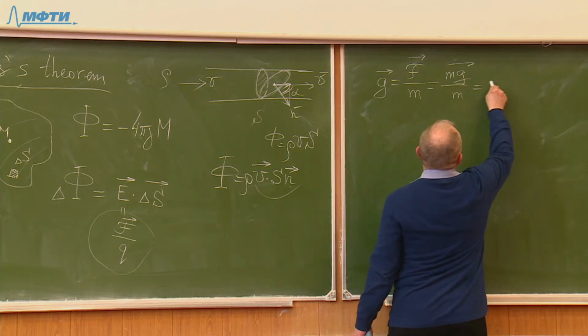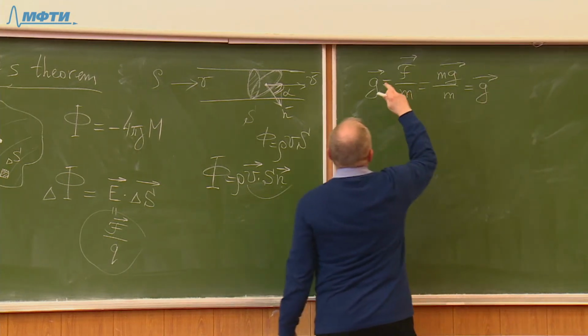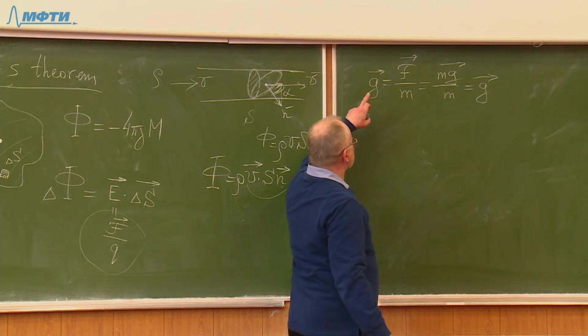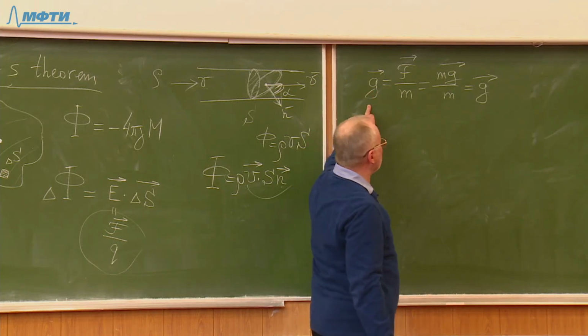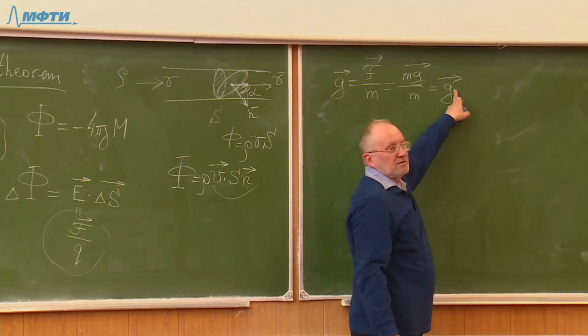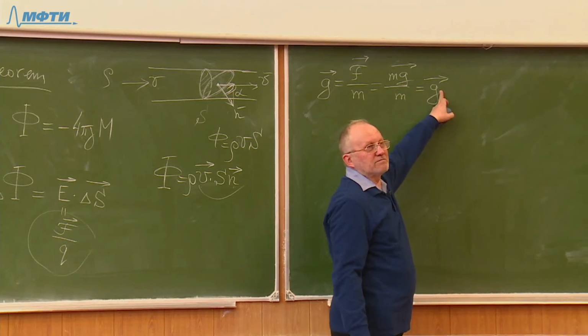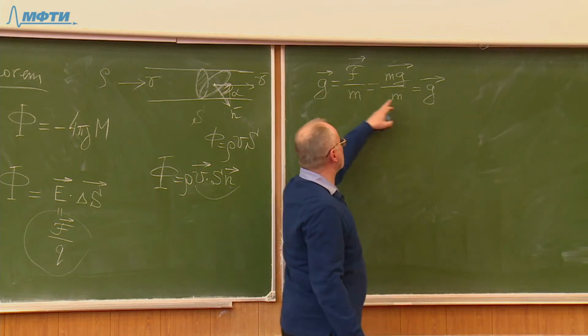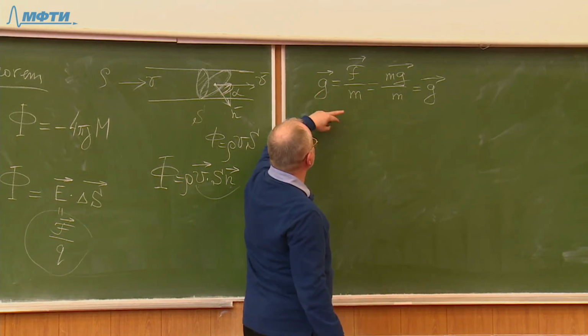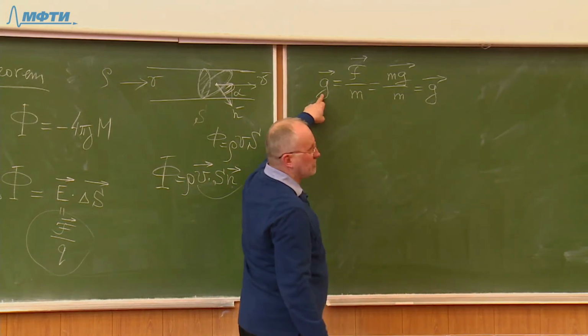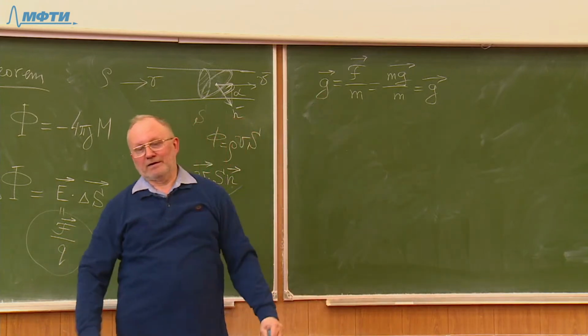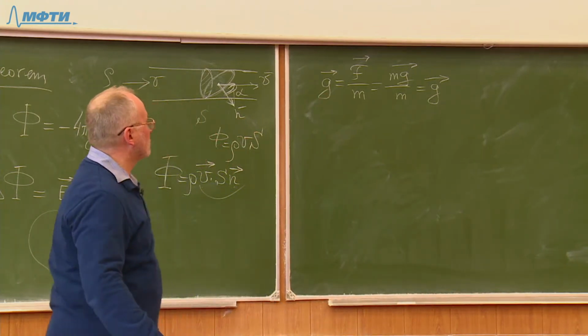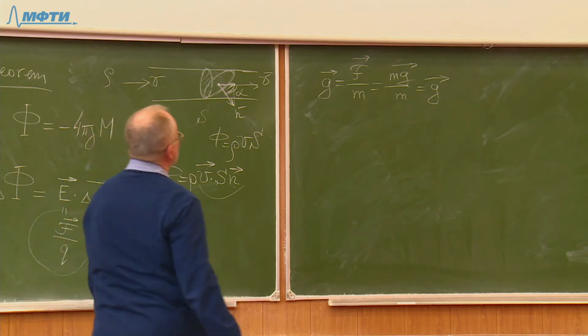If we divide it by mass, we obtain that the strength of the field in gravity is equal to the acceleration of free fall. Nothing else but the acceleration of free fall. And that's the reason why I have chosen to denote this quantity by g from the very beginning. The strength of gravitational field is the acceleration of free fall.